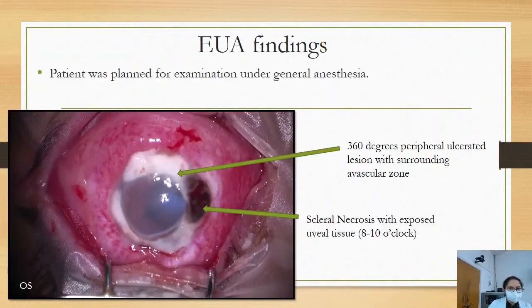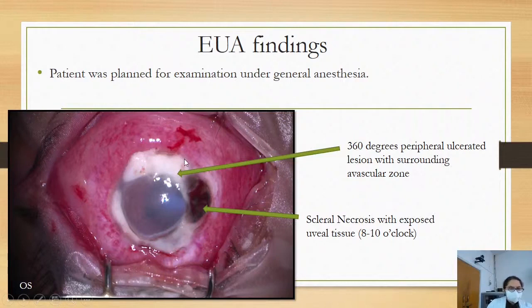So we submitted the child for examination under general anesthesia, and after removing the discharge, this was the clinical picture we could see. We saw that there was a scleral necrosis with exposed uveal tissue from 8 to 10 o'clock, and there was a 360-degree peripheral ulcerated lesion with corneal thinning along with avascular zone.